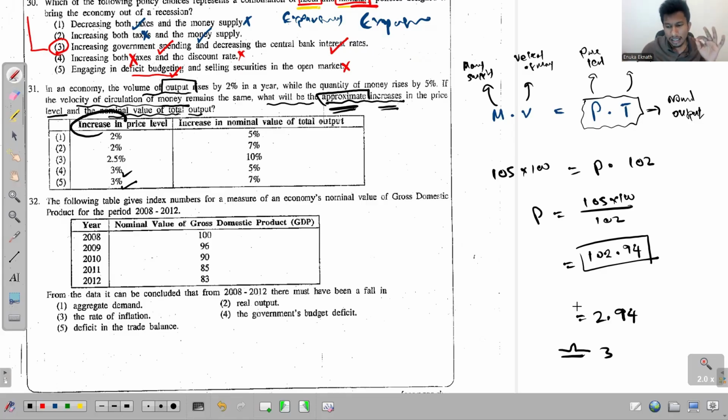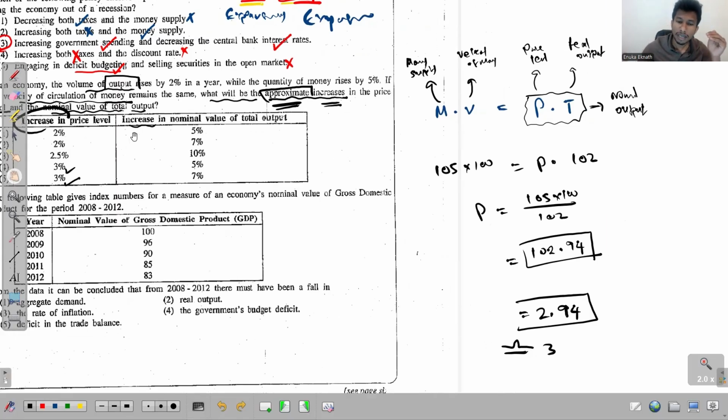The exact answer is 2.94, but since they ask us to approximate the values, we can just take 3. Right? So that is one thing. The other thing is they ask us to calculate the increase in nominal value of total output.